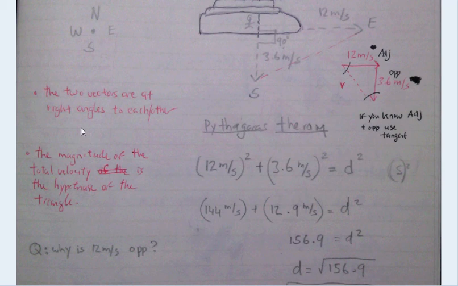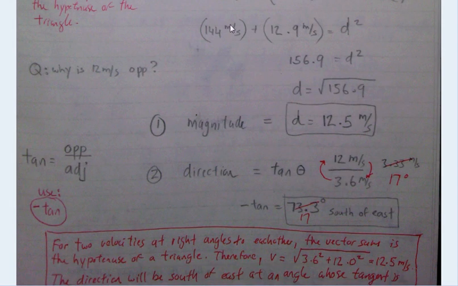Just like to go over some rules. The two vectors are at right angles to each other. Notice this, and then you'll know that we need to use this Pythagoras theorem, and that the magnitude of the total velocity is the hypotenuse of the triangle. Again, we can see this is the right angle, so the hypotenuse is opposite the right angle. And saying it again one more time, as Barron's has kindly shown us, for two velocities at right angles to each other, the vector sum is the hypotenuse of a triangle.